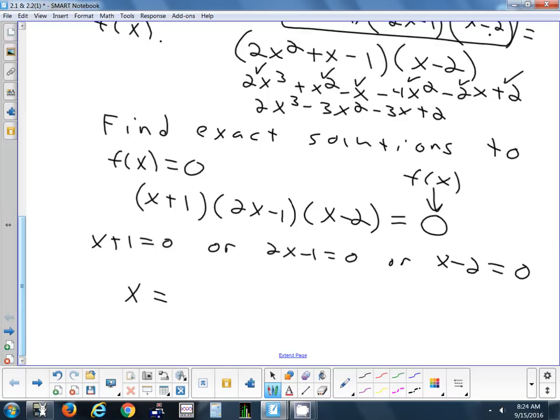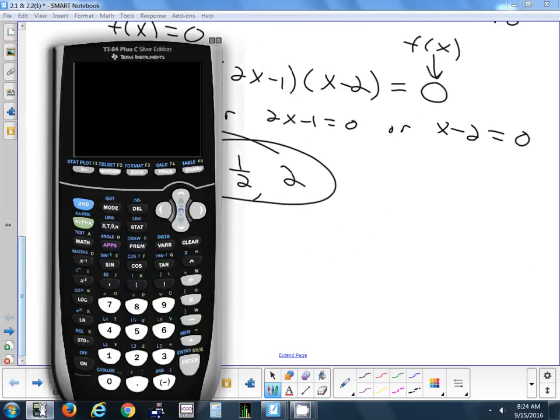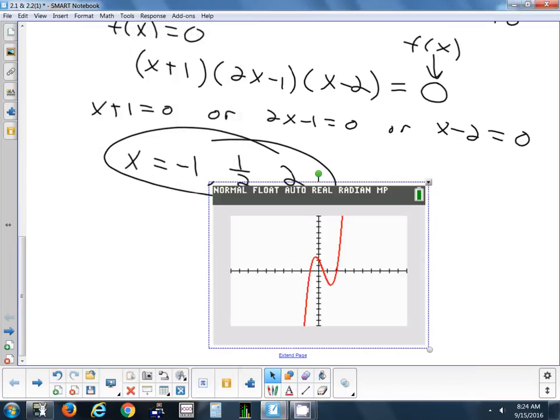So that means x could be what? Negative 1. What else? 0.5 or a half, yeah. Or 2. Go back and look at the graph. Look at negative 1, look at a half, and look at 2. Negative 1, 1/2, 2. Those are the 3 points where the graph crosses.